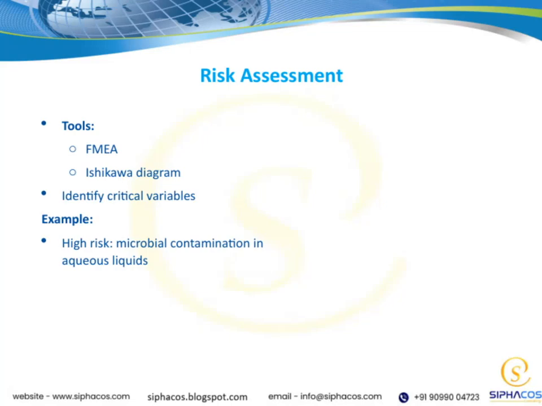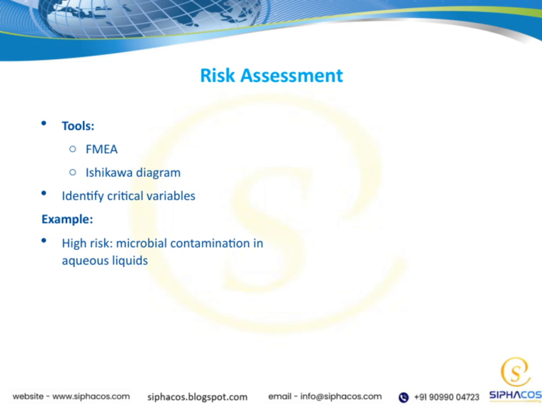Let's take a closer look at risk assessment. When we're evaluating potential hazards, we rely on specific tools to help us identify and analyze risks effectively. One such tool is FMEA, or Failure Modes and Effects Analysis, which helps us systematically review processes to pinpoint where failures might occur and how severe their impact could be. Another valuable tool is the Ishikawa diagram, also known as the fishbone diagram, which assists in visualizing all possible causes of a particular problem, making it easier to pinpoint root causes.